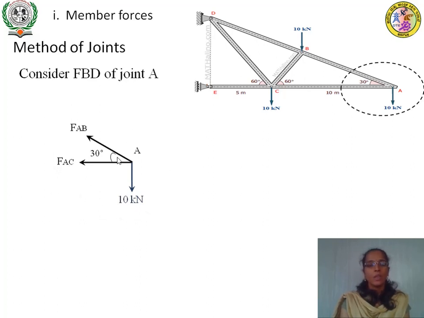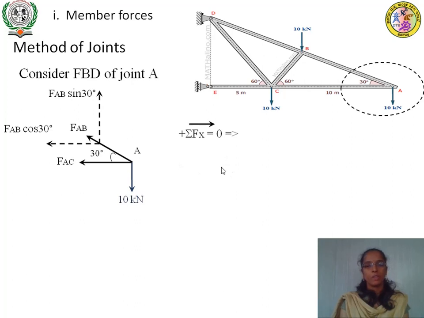So AB is making an angle of 30 degree with respect to horizontal. So if you resolve this inclined force, it will be FAB cos 30 along x direction and FAB sin 30 along y direction. Okay. So now we can apply the equations of equilibrium, that is sigma Fx equals 0. So that implies minus FAC minus FAB cos 30, that is equal to 0. We will take it as equation 1.